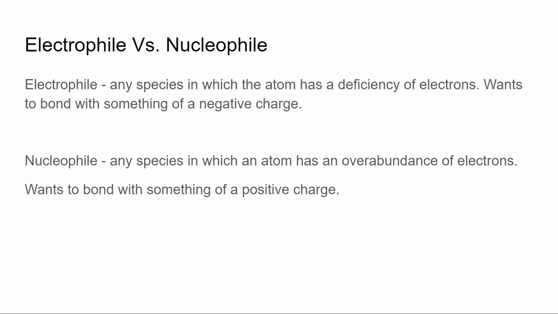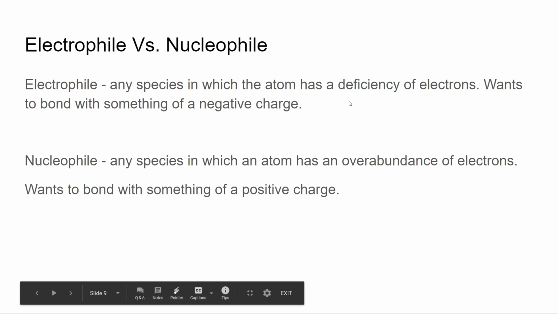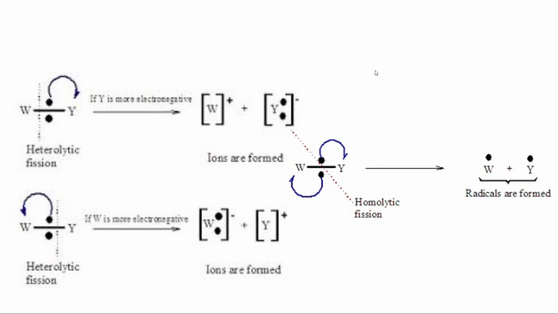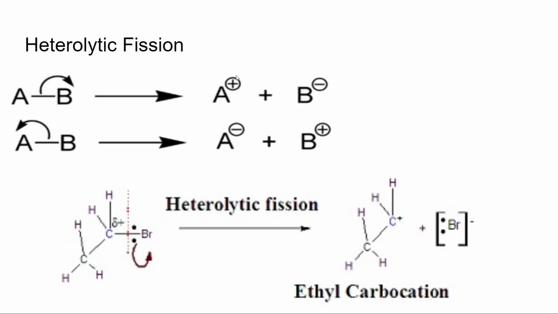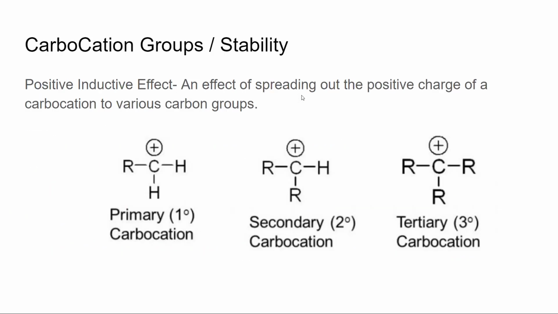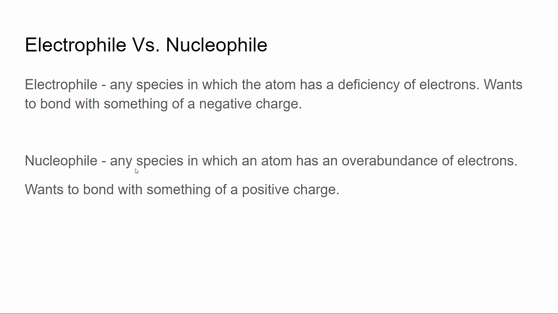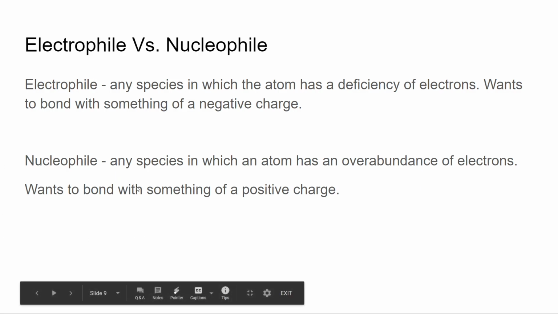The next two terms that we're going to use, and you're going to see pop up every once in a while, are electrophile and nucleophile. An electrophile is any species in which the atom has a deficiency of electrons. So in general, if it's something that's missing an electron, it's an electrophile. Anything that has an abundance of electrons is going to be a nucleophile. Electrophiles and nucleophiles are just attracted to each other based off of opposite charge and magnetism.